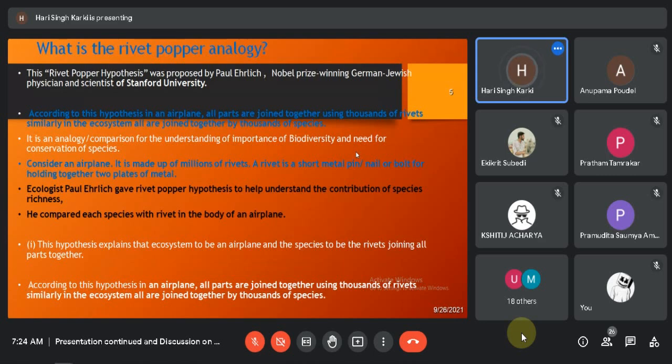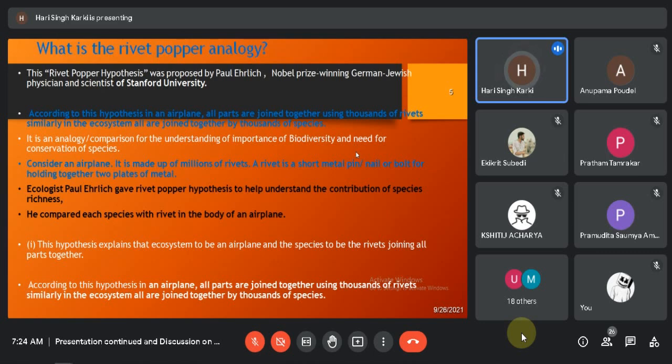So it is an analogy, a comparison, for understanding the importance of biodiversity and the need for conservation of species. We must have a clear understanding of the importance of biodiversity, and we also need conservation of those species, which humans especially have to consider. So we can consider an aeroplane. It is made up of millions of rivets. A rivet is a short metal pin or bolt for holding together two plates of metal, which we discussed in the first slide.